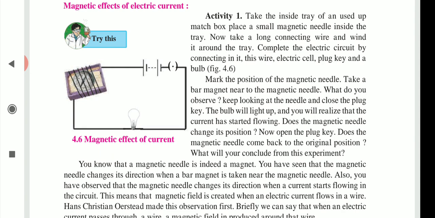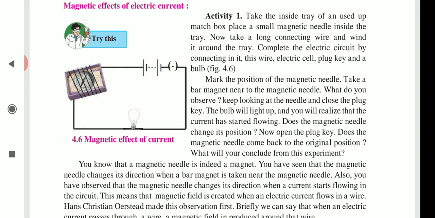Then after that, you should close that key. After closing the key, the bulb will light up and you will realize that current has started flowing. How will you realize that current has started flowing? Because the bulb will light up. Does the magnetic needle change its position? Yes, it moves to a different position, which means the magnetic needle changes its position.